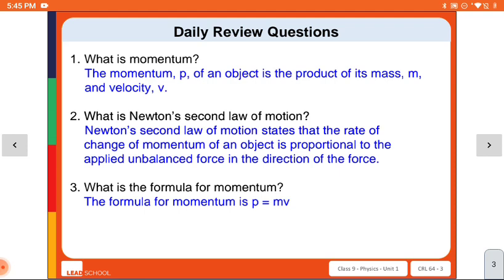So what is Newton's second law? Newton's second law of motion states that the rate of change of momentum is directly proportional to the unbalanced force applied on it, in the direction of the force. That is known as Newton's second law. So what is the formula of momentum? P is equal to m into v, where P is momentum, m is mass and v is velocity.